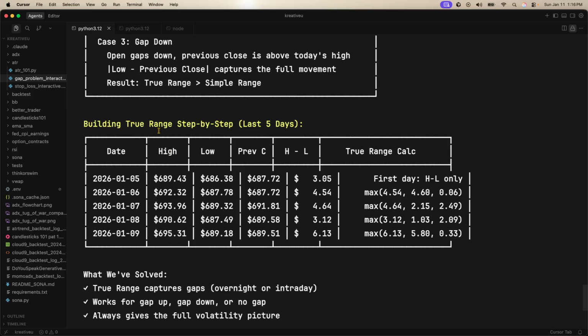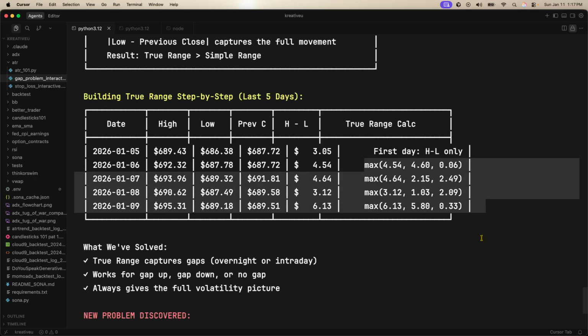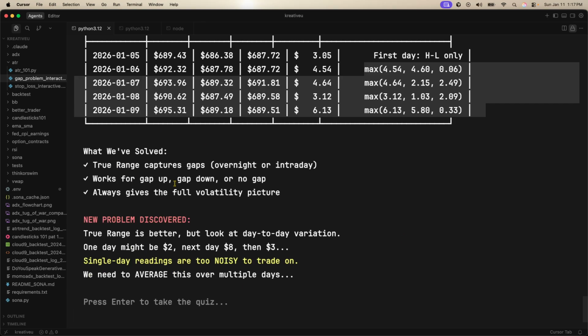Here's building true range step by step. The first day, we have the high and the low only. Then on the second day, now we have the previous day's close, and we're actually able to get the true range. You can see it calculated day by day. So what we just solved is that the true range captures the gaps, either overnight or intraday. It works for a gap up, gap down, or no gaps, and always gives the full volatility picture.